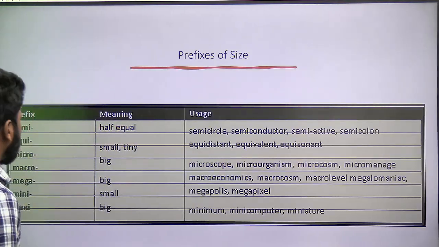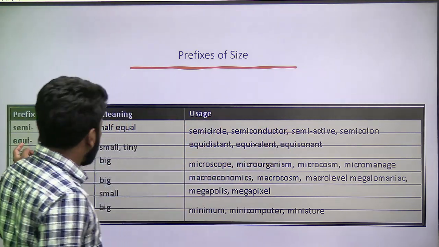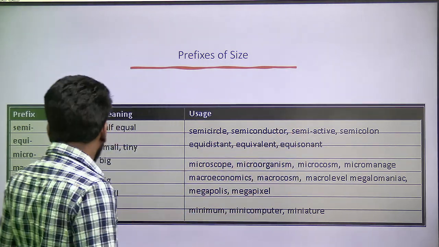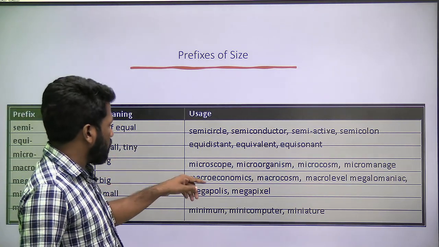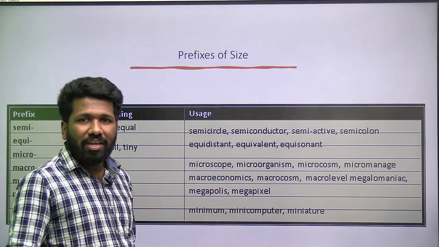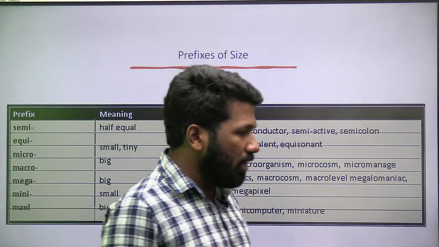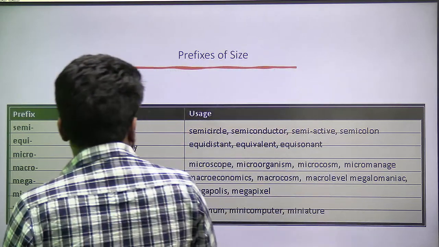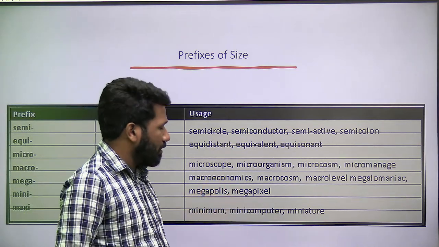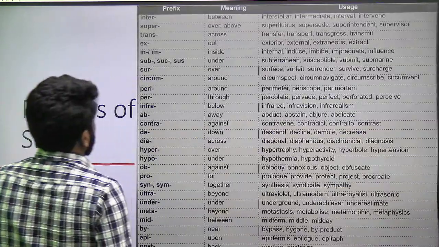Then prefixes of size: semicircle, semiconductor, semi-active, equidistant, equilateral, equivalent, equiangular. Are you getting? Then macro, micro, I already told, microscope, macroscope. Mini means small, mini iPod, mini iPhone or mini theater. What all mini words you know, that also you can comment. Minimum, mini computer, miniature, mega, megapolis, megapixel, megastar. Are you getting?